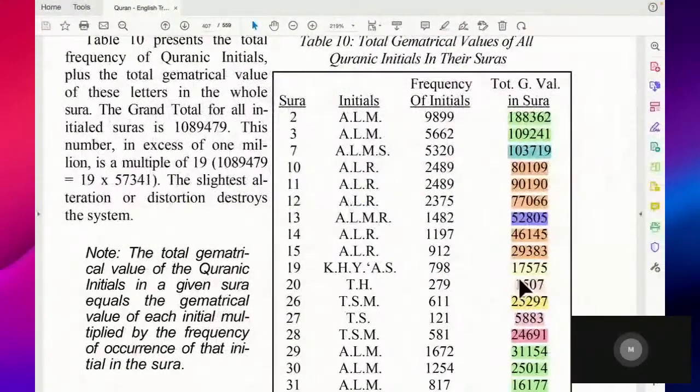17,575. This is the accuracy of this document that we have at hand. Everything is already calculated and we have it in front of us, but we're just doing it to strengthen the faith that we have. That's what we are doing here.